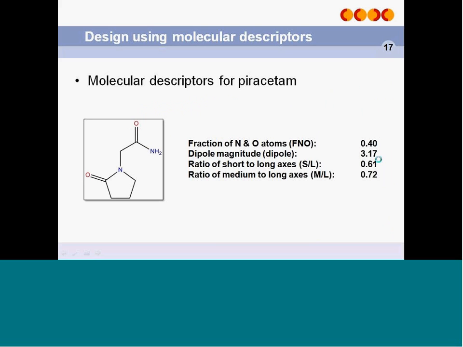So what we can do is take those 4 descriptors that Laszlo identified, which as shown here, are fractional nitrogen oxygen atoms, dipole, and then 2 descriptors based on the shape of the molecules. Calculate those for our target, which is piracetam.